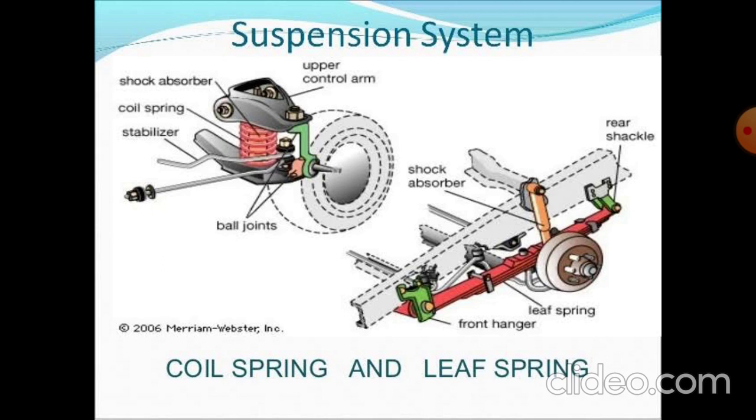Means there are more than two suspension systems attached in one vehicle, okay. So the shock absorber or coil spring are connected with the help of mountings. And a leaf spring is mounted with the help of shackles, front shackles or rear shackles, okay. So that is the simple suspension system.